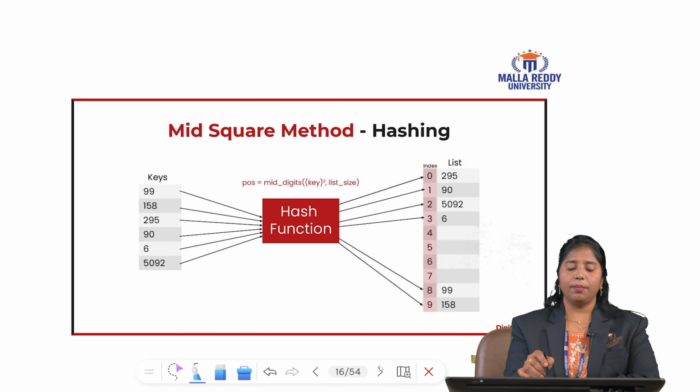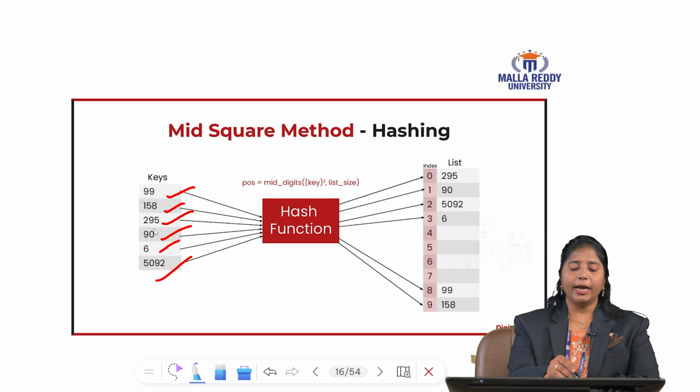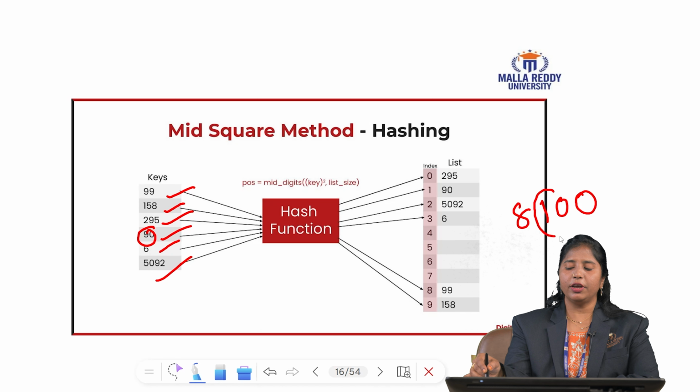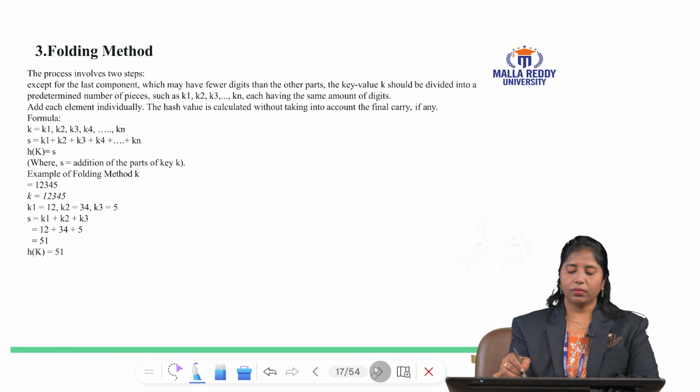Now see the example diagrammatically. The keys we have are 99, 158, 295, 96, and 5092. What is the hash function formula? k into k. For example, if you take 90 into 90, 8100 is the mid-square value. Then we can store the 90 in the 10th place.